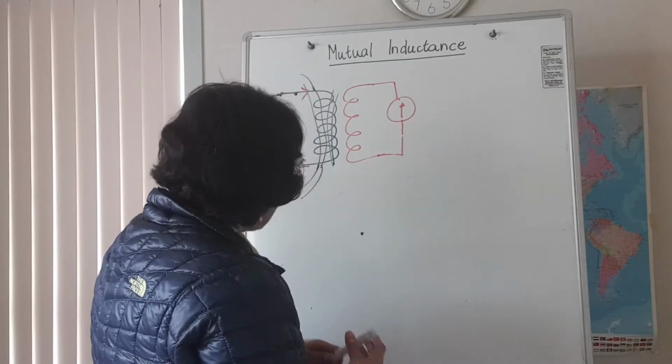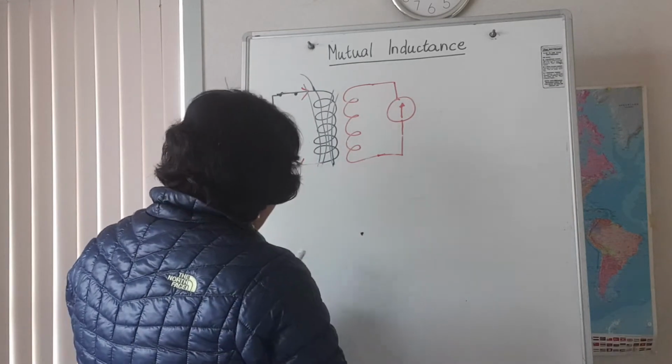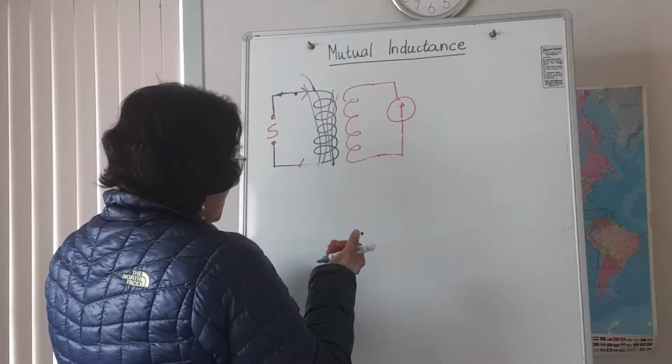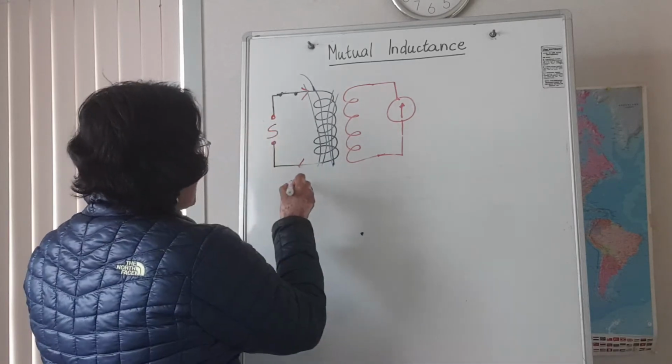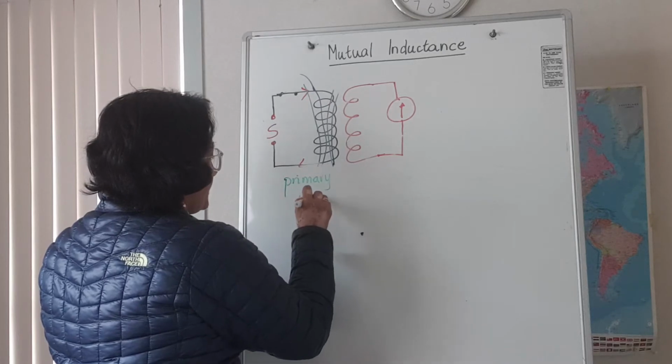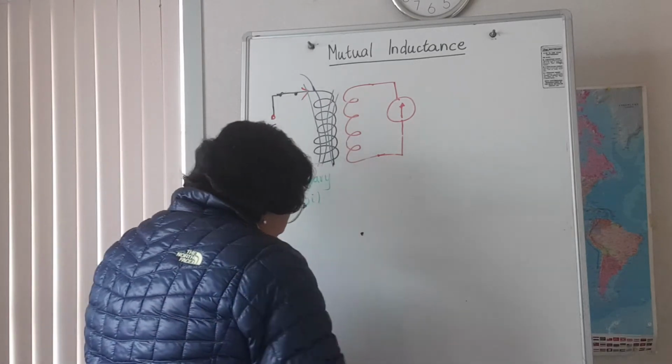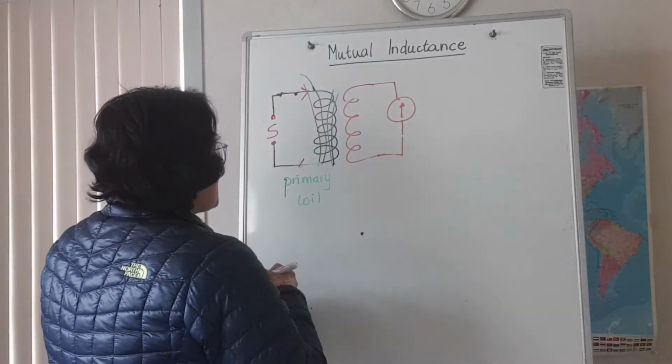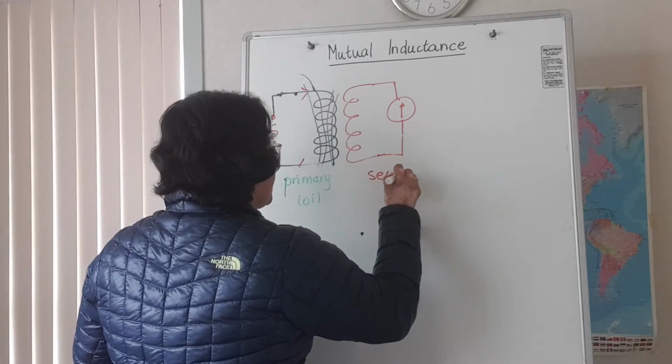Now there are a couple of terms more that you need to know, and that is this coil where you have a source of power, that is called the primary coil. Okay, and this other coil, the second one, is called the secondary coil.